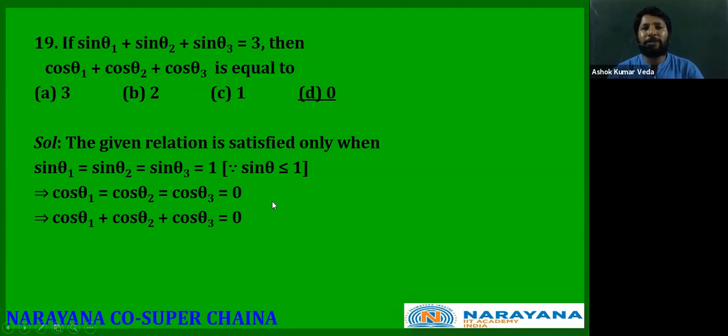often JEE asks you questions in which it is not simply enough to know the identities. It is not simply enough to be good with calculations. JEE also requires you to get that flash of inspiration. Just get that one brilliant idea that will save you so much time. You see, in this question, the idea that since each of these terms is less than or equal to 1, but the sum is 3, therefore individually they must be equal to 1.